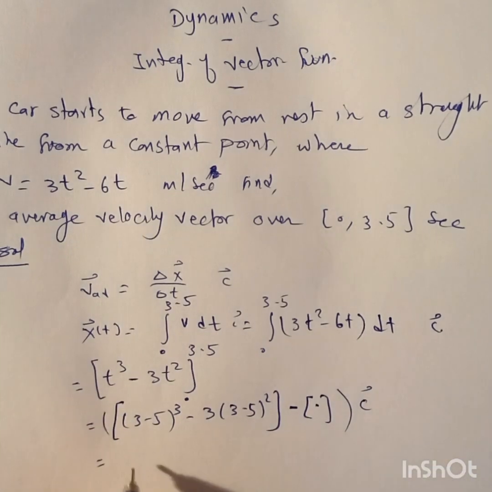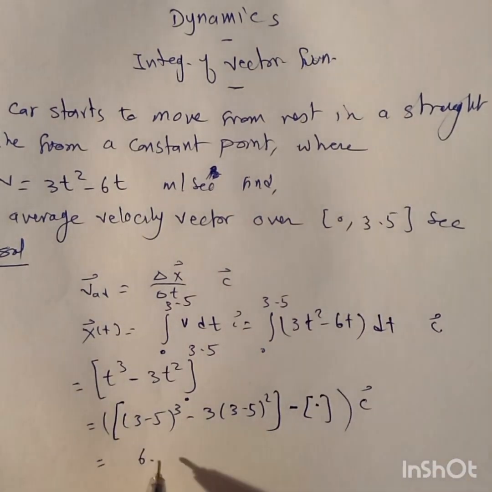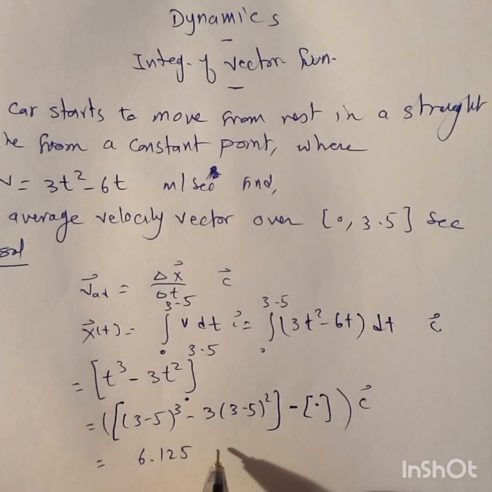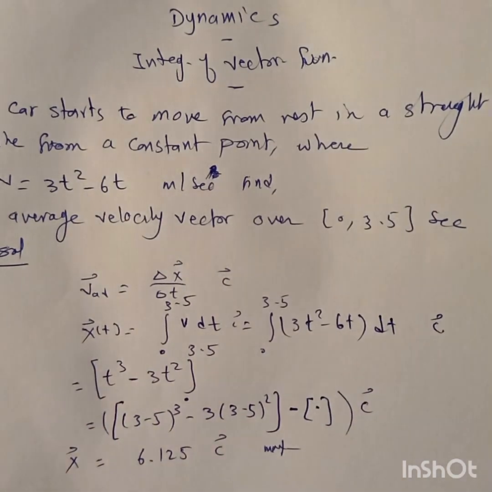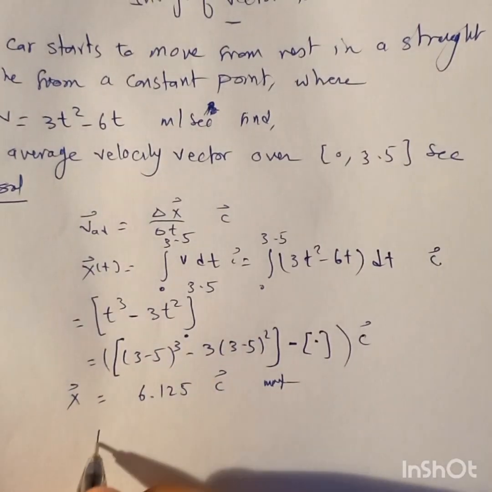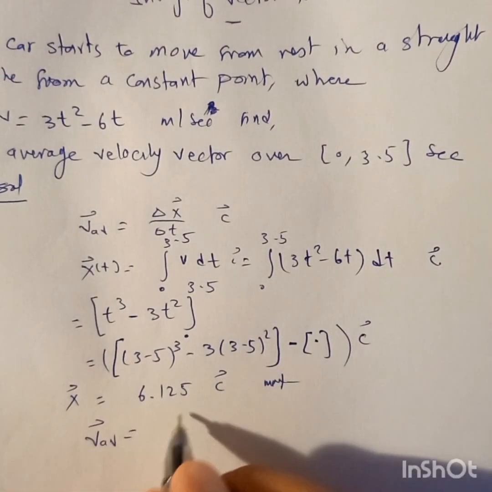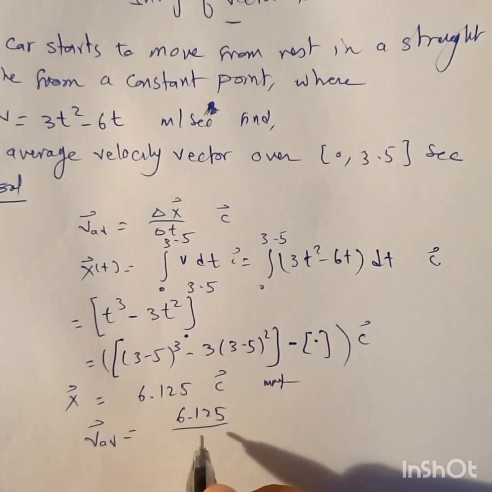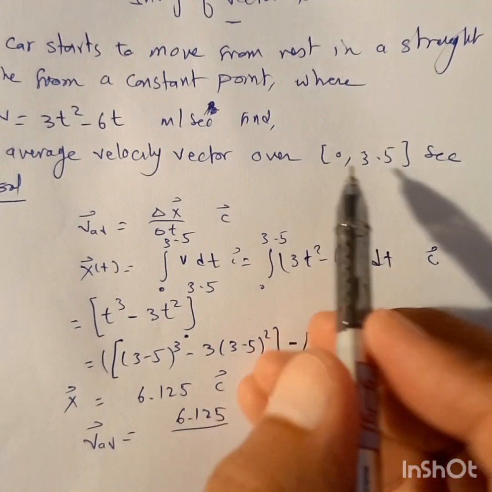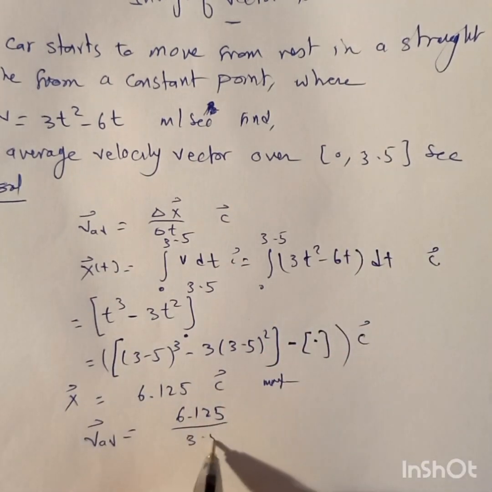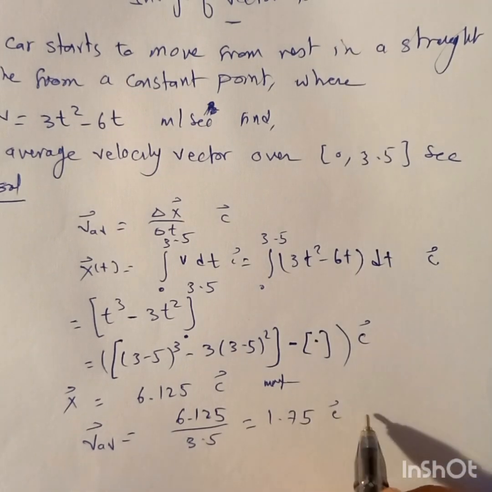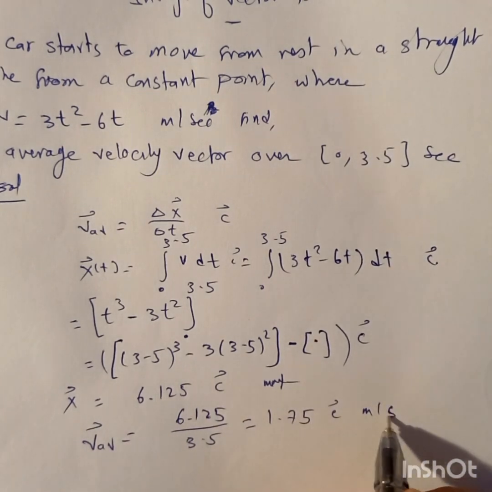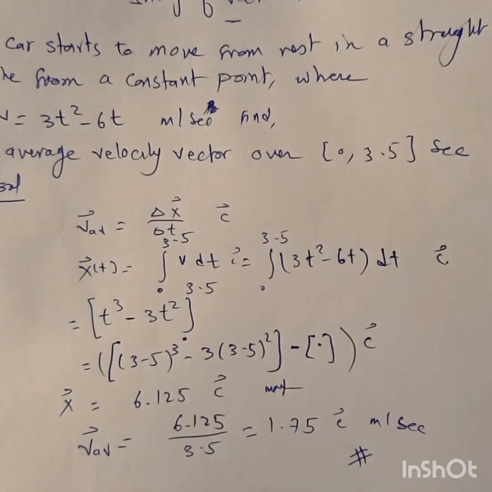Then we have 6.125 in the direction of c meter. This is x. Then we can find v average vector: 6.125 over delta t, where delta t is 3.5. Then we have 1.75 in the direction of c meter per second, and this is what is required.